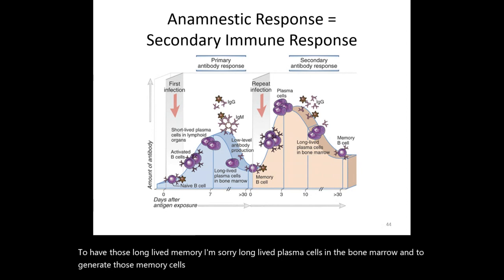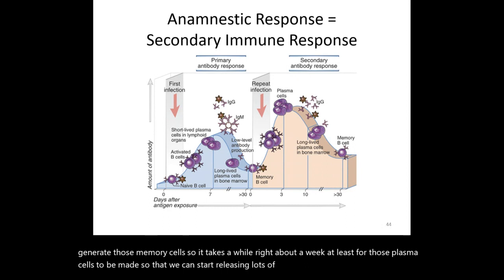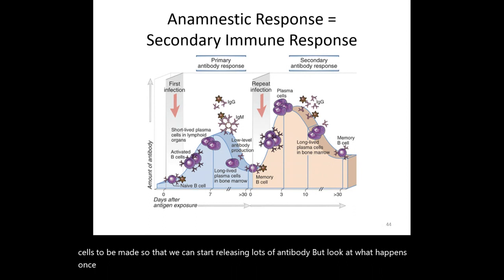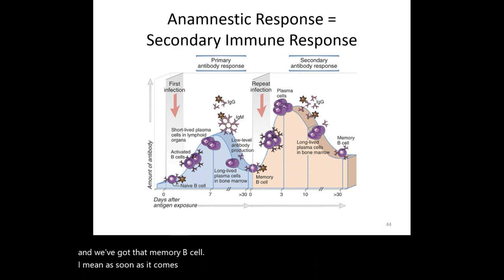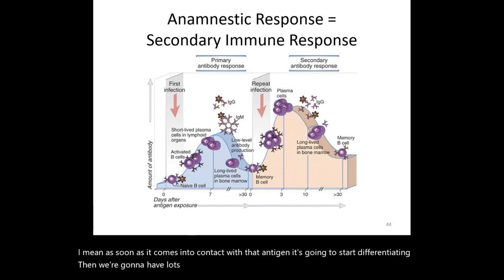So it takes a while, right? About a week at least for those plasma cells to be made so that we can start releasing lots of antibody. But look at what happens once you encounter that same antigen again in the future. Now it's our secondary response, and we've got that memory B cell. As soon as it comes into contact with that antigen, it's going to start differentiating, and we're going to have lots of plasma cells and lots of antibody within just a couple of days.